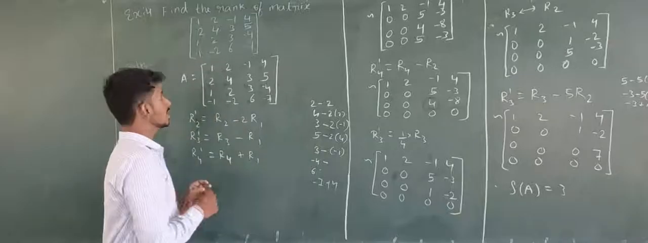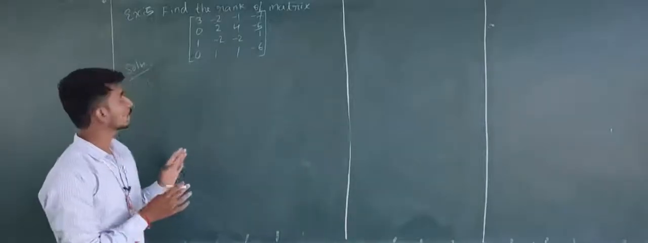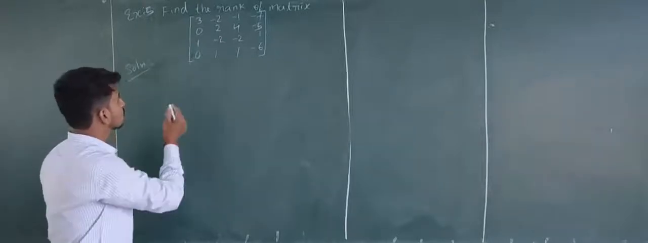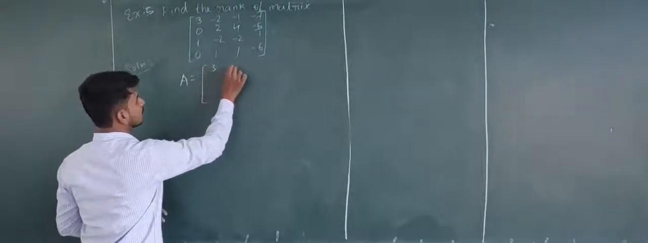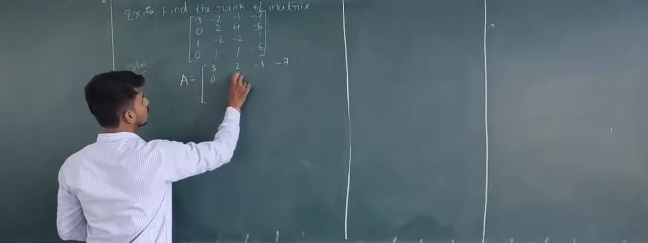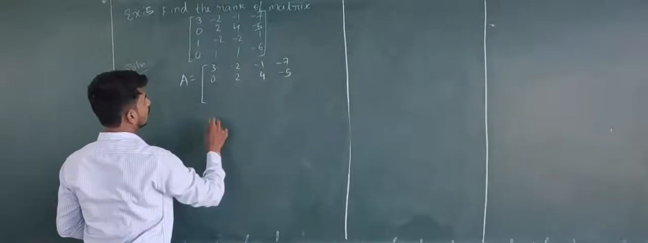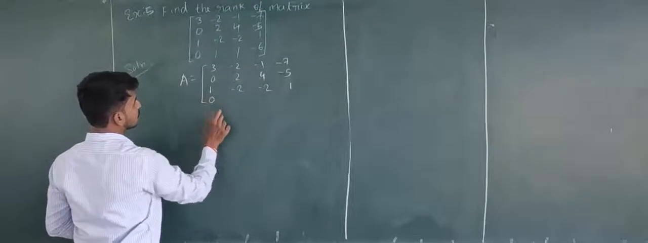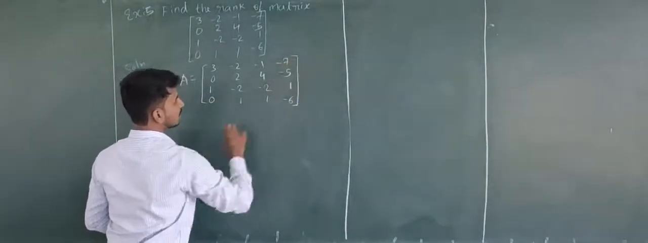So we will consider another example. Your fifth problem is: find the rank of the matrix of order 4 cross 4. We will consider this matrix as A, that is 3, -2, -1, -7; 0, 2, 4, -5; 1, -2, 1, 0; 1, 1, -6.